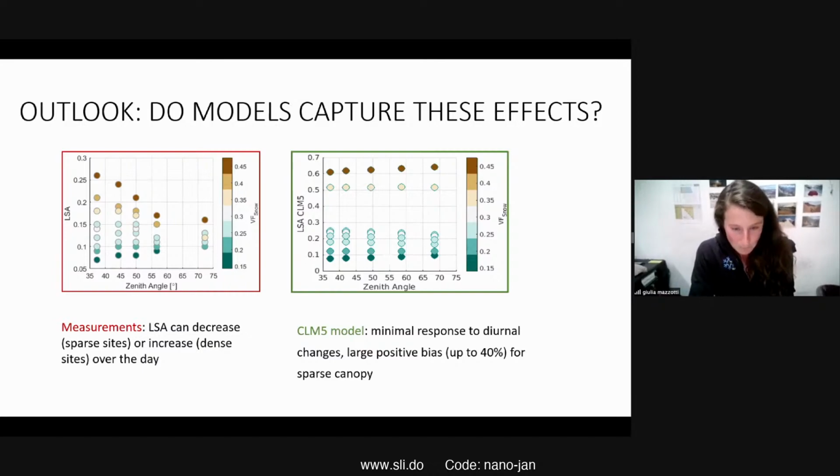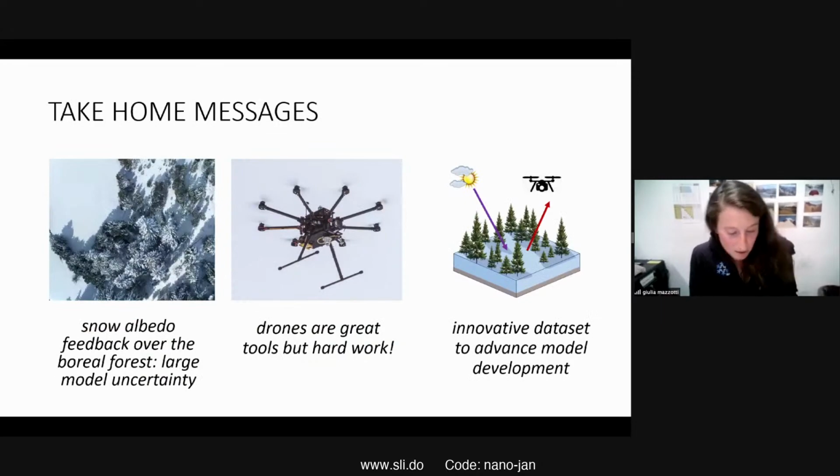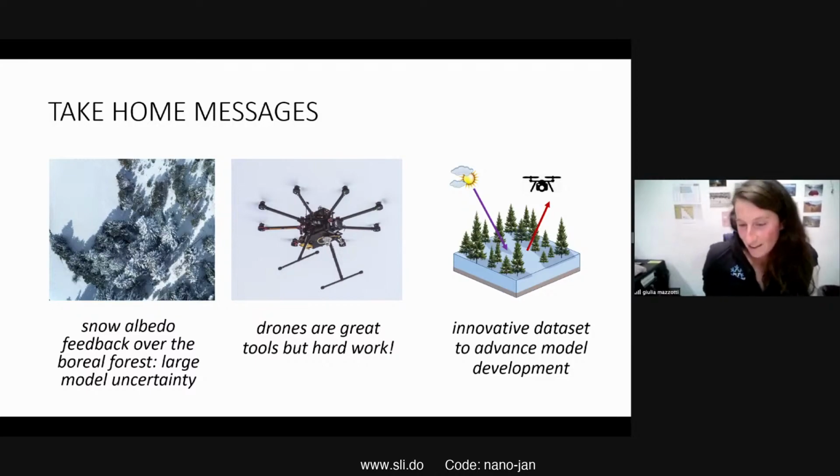So to wrap up, I hope that this talk has taught you something about snow albedo feedback over the boreal forest and why it's a difficult process to understand and to quantify, and climate models are currently struggling with it. I hope you realize that drones are great, but they're also hard work. So the data doesn't come for free. Off-the-shelf solutions do not really work, and we need to be creative with our systems to get something out of it. And then I hope you realize that by creating such a new system, we were able to gain quite an innovative data set that really has the potential to advance our understanding of current model performance and hopefully also help us improve it.